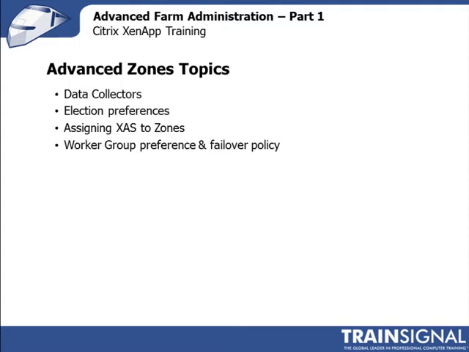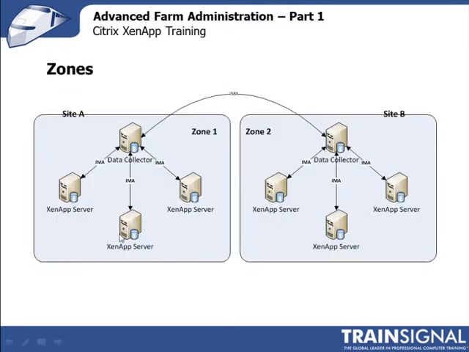So, advanced zone topics. We've been talking about zones throughout this training course. And I want to bring up a graph that I've shown you in other lessons, but I want to reiterate here. Data collectors, and let's go ahead and bring up that other graph just so I can show you what I'm talking about. So every zone has a number of XenApp servers. As I've mentioned before in earlier lessons, zones are typically created so you can group geographically close XenApp servers in the same zone. So if you have a zone in Chicago, you put all the Chicago servers in that zone. If you have a zone in Las Vegas, you would put all the Las Vegas servers into that zone.